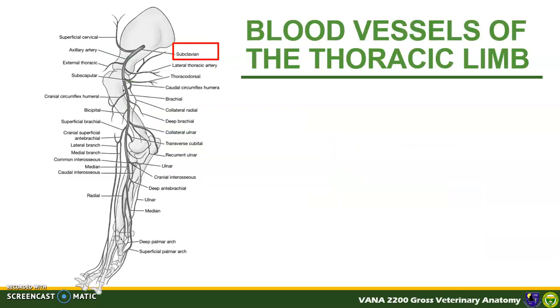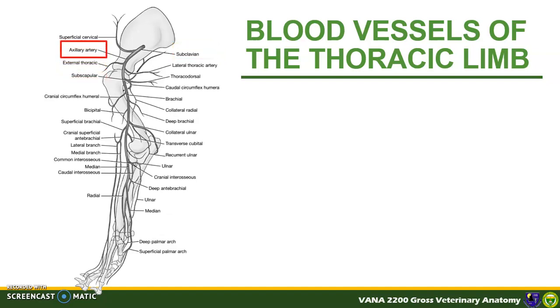The arterial system of the thoracic limb arises from the subclavian arteries. Remember, the right subclavian artery is a branch of the brachiocephalic trunk, while the left subclavian artery is a direct branch of the aortic arch. They supply the left and right thoracic limb.